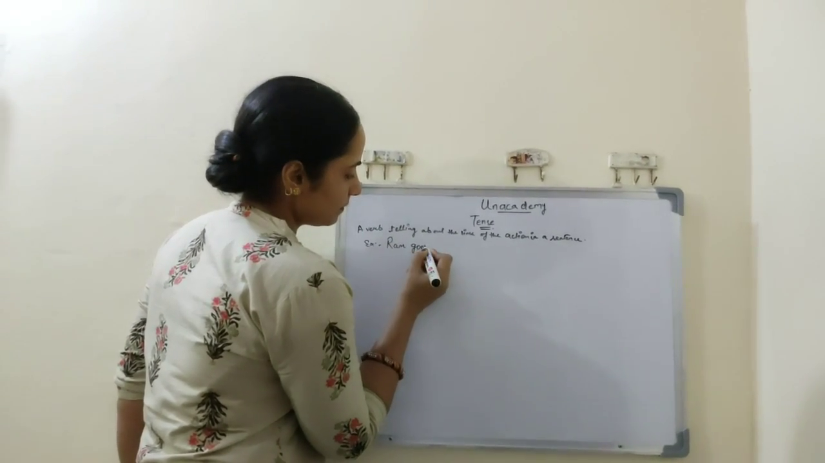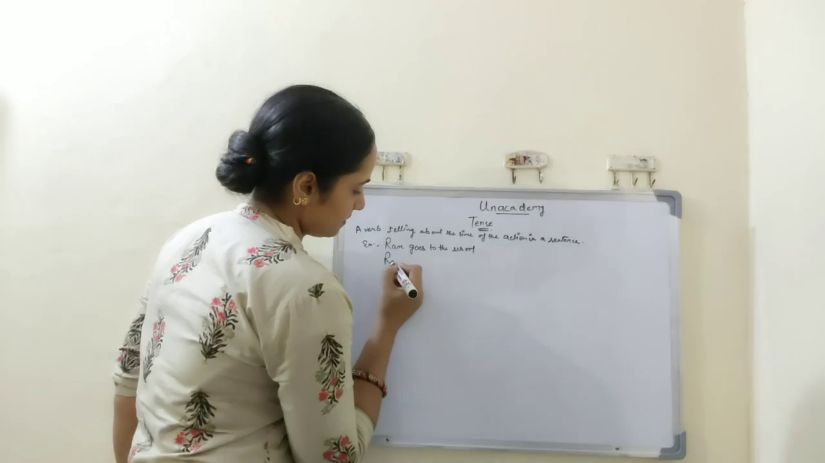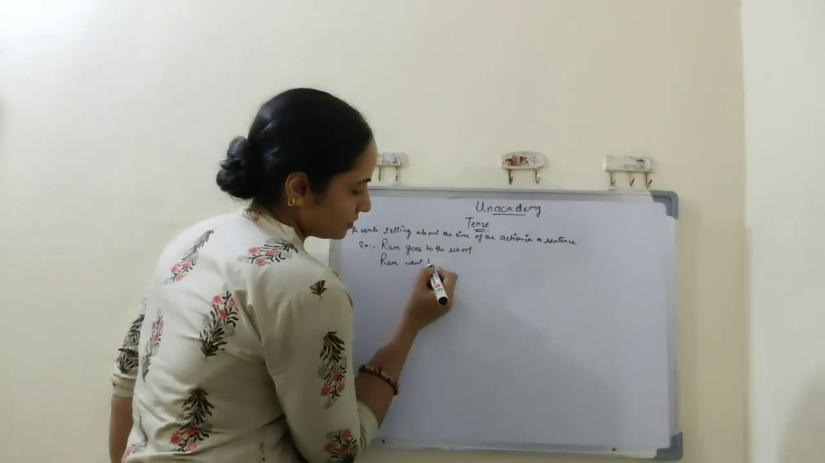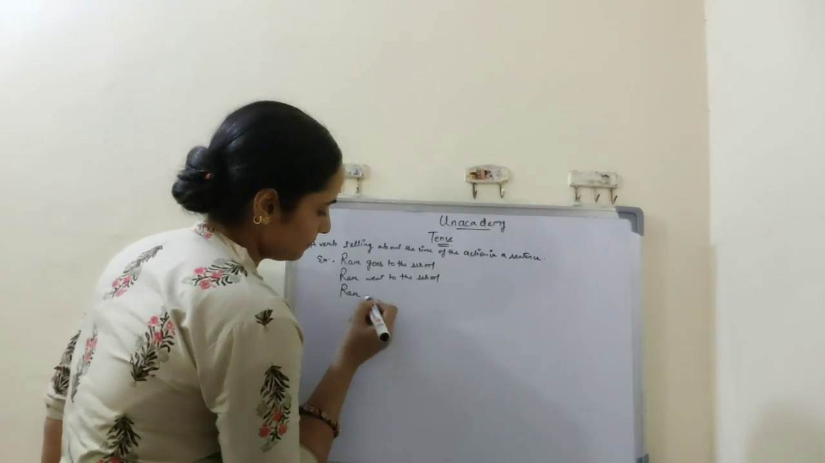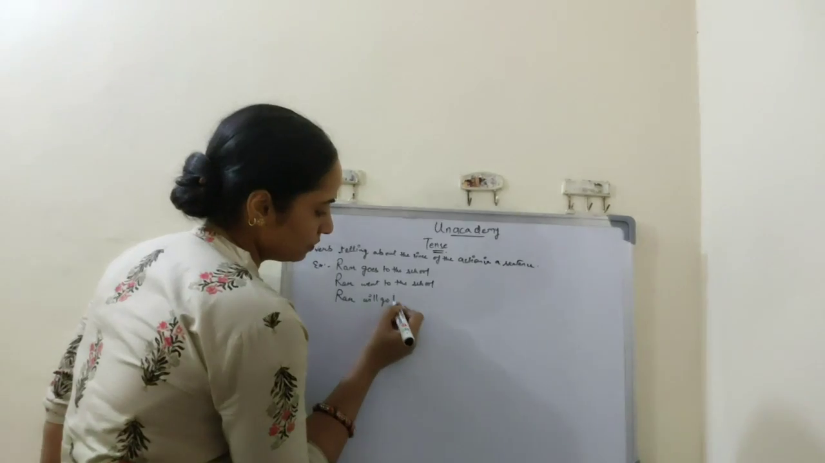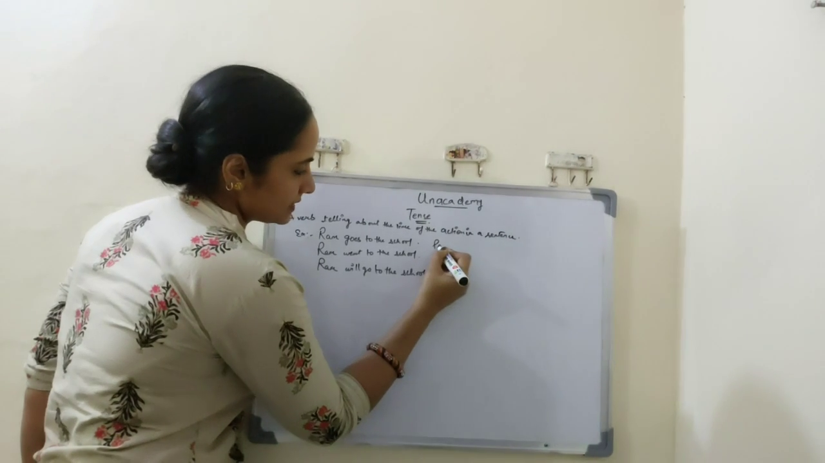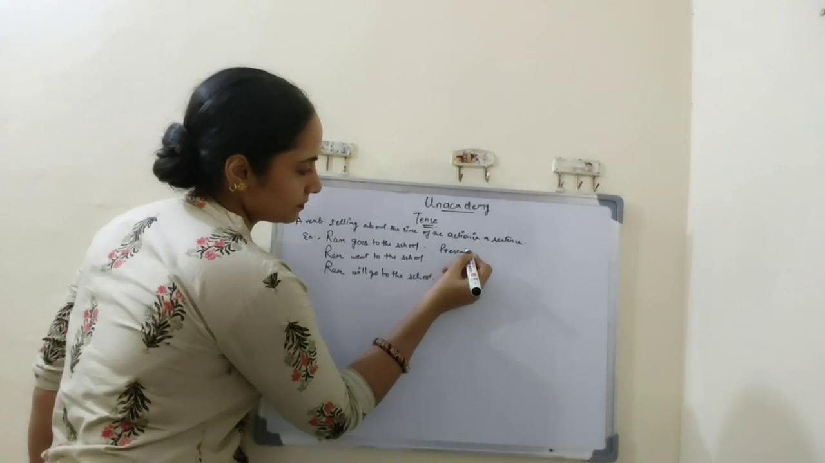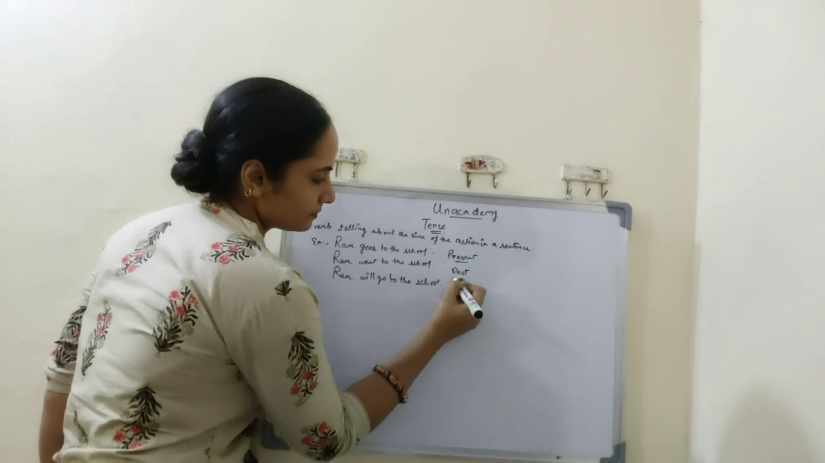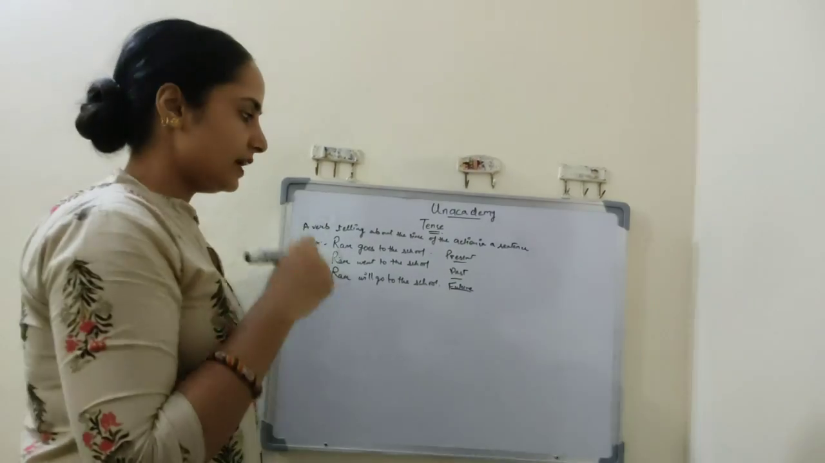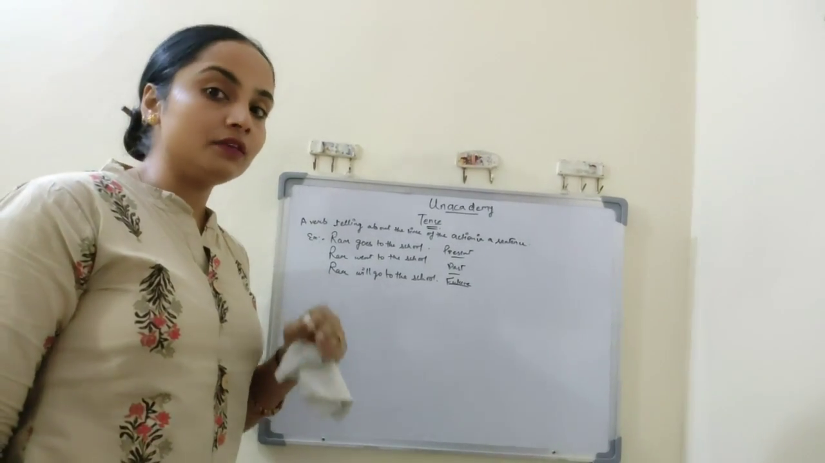Ram goes to the school. Ram went to the school. Ram will go to the school. Now, this is present, this is past, and this is future. Now, how do I know that this is present, this is past, and this is future? How? By looking at the verbs.